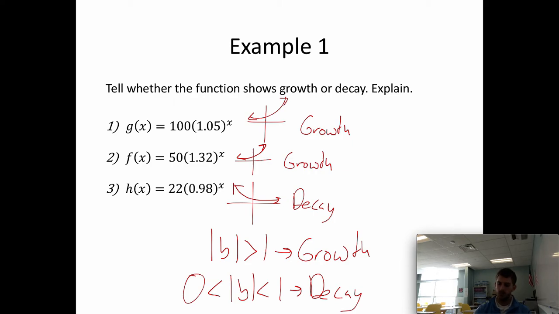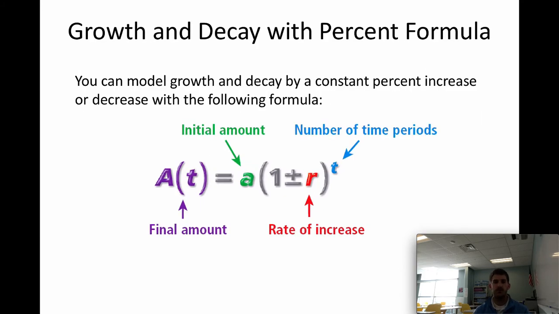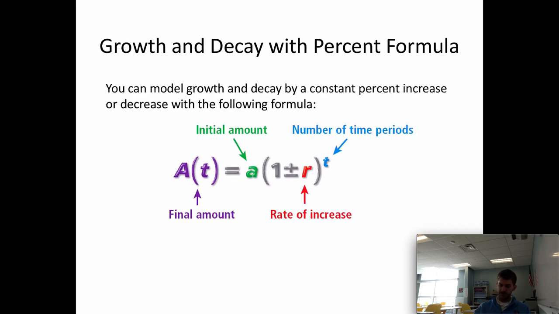So a couple more things relating to this. This is an exponential growth and decay percent formula. You can model growth and decay by a constant percent increase or decrease using the following. A of t is your final amount. A is your initial amount. We're going to use a different letter for certain situations. And then it's going to be 1 plus r or minus r. It's going to be plus if it's a rate of increase and minus if it's a rate of decrease. And that parenthetical group is raised to the t, your number of time periods.